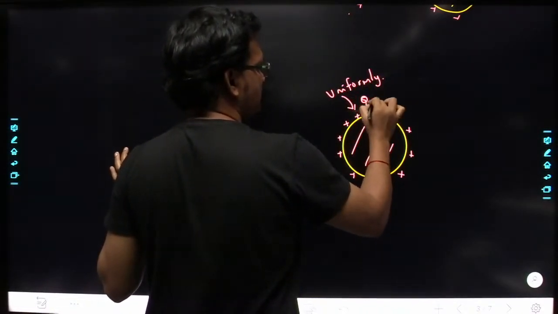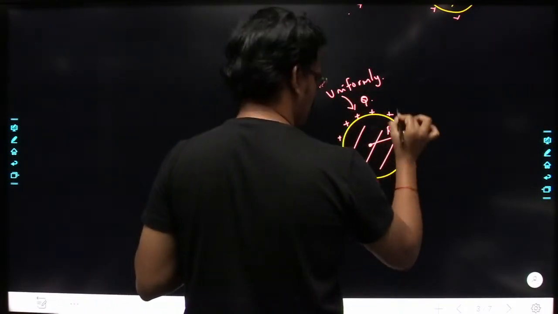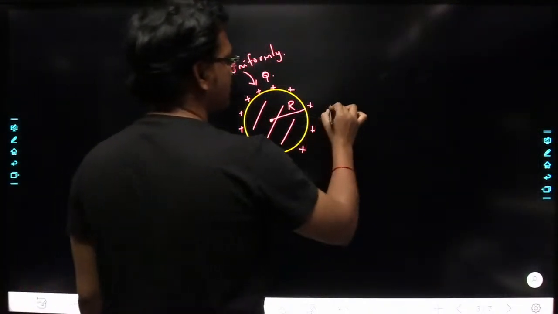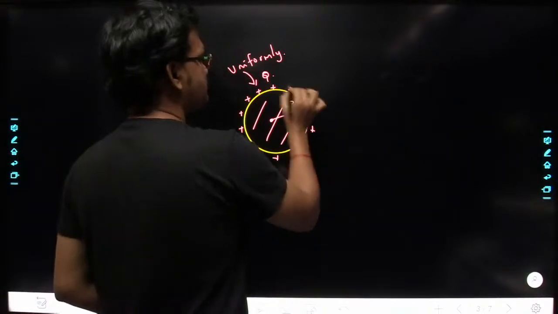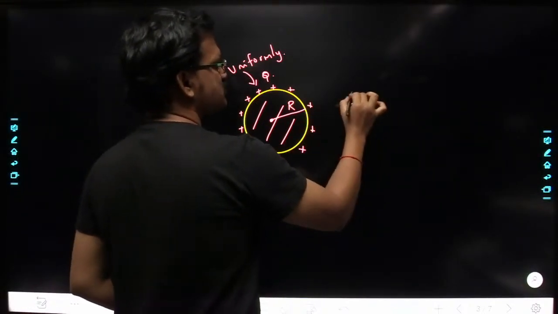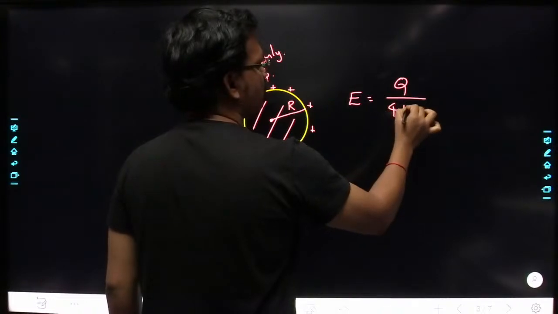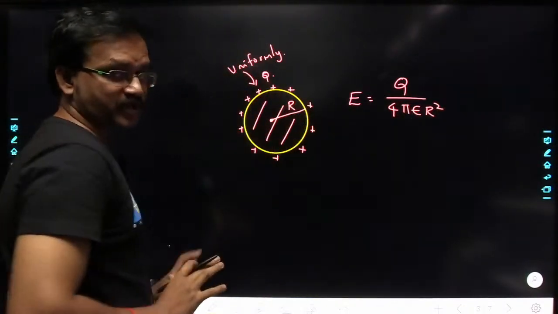Plus q, right? So for this, let us say the radius of this sphere is r. I am trying to give you the expression for the electric field on the surface of the sphere. So the expression for electric field on the surface of the sphere is equal to q by 4 pi epsilon r square, where r is the radius of the sphere here, right?